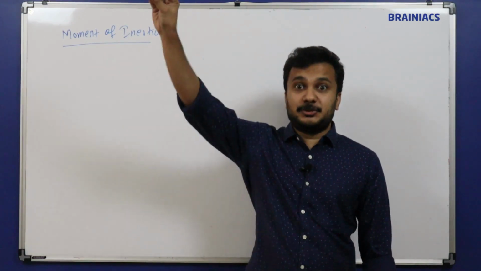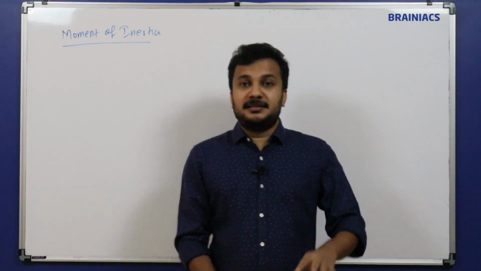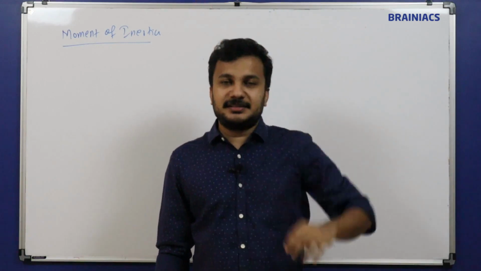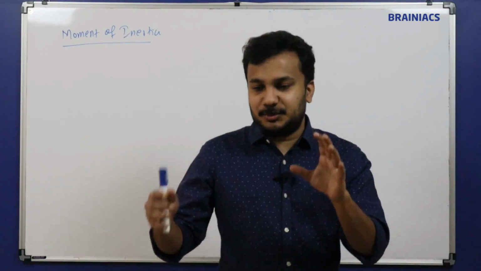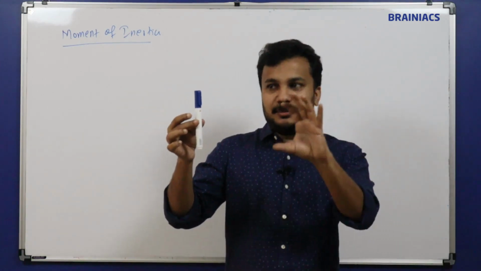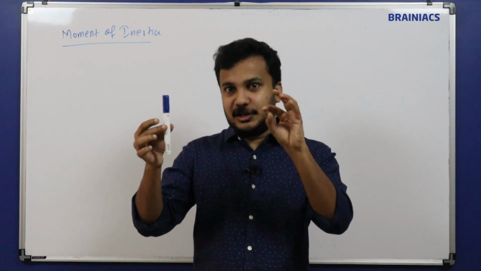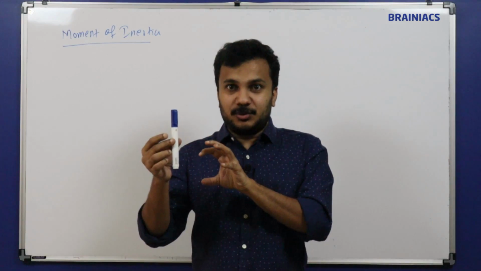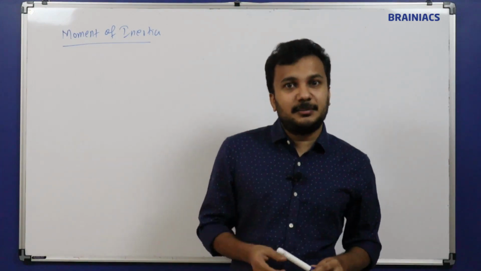Clear? This position has a laziness, these positions will have a laziness. Suppose I have my pen. With respect to my pen, the pen will have a laziness value at this point, a laziness value at this point, and at this point. So that is called moment of inertia.